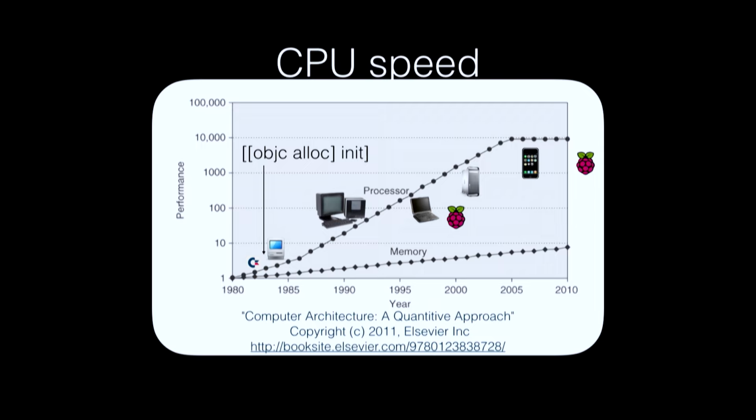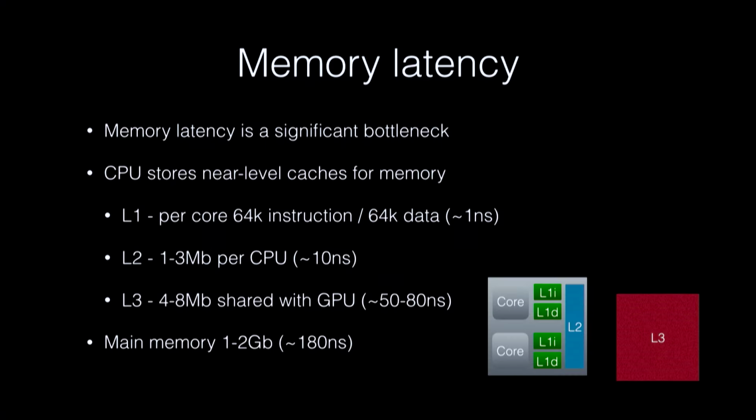We must remember, of course, that Objective-C started back in 1982 and was then adopted in the NeXT operating system, which ultimately became OS X and iOS that we all love today. So getting stuff in and out of memory is really the problem. Memory latency is where the significant bottleneck occurs, because the CPU hits memory.